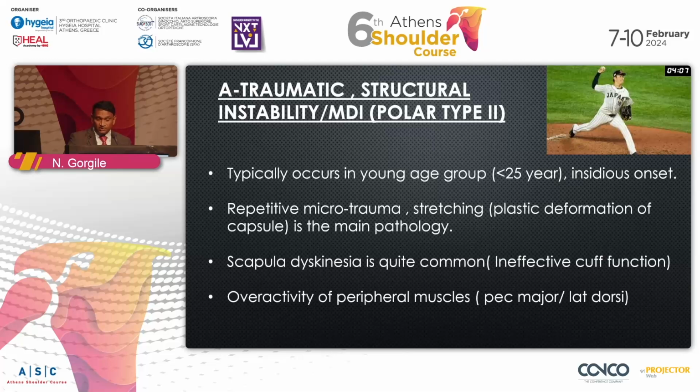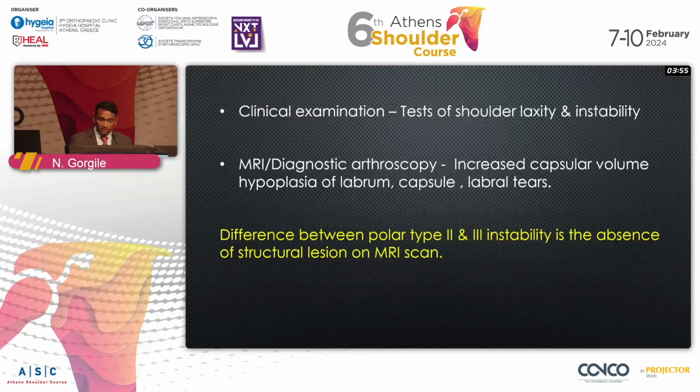Scapular dyskinesia is very commonly associated with this form of instability. And in a very late stage, we often see overactivity of certain peripheral muscles, that is the pectoralis major and the latissimus dorsi. So it is very important to look for the laxity of the shoulder in such patients, and also look for the direction of instability.